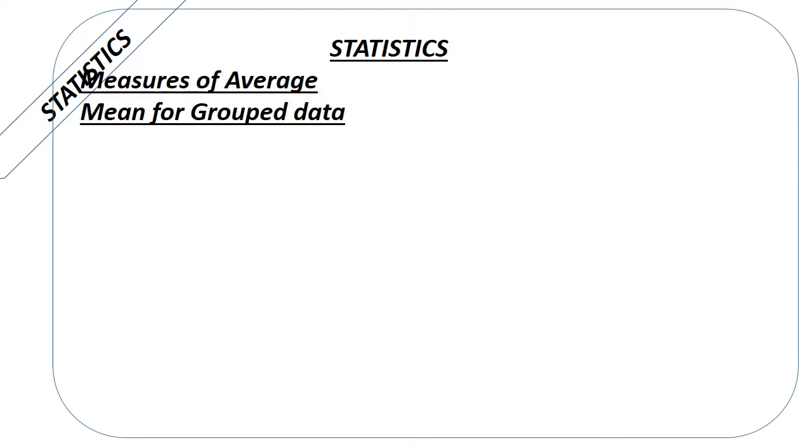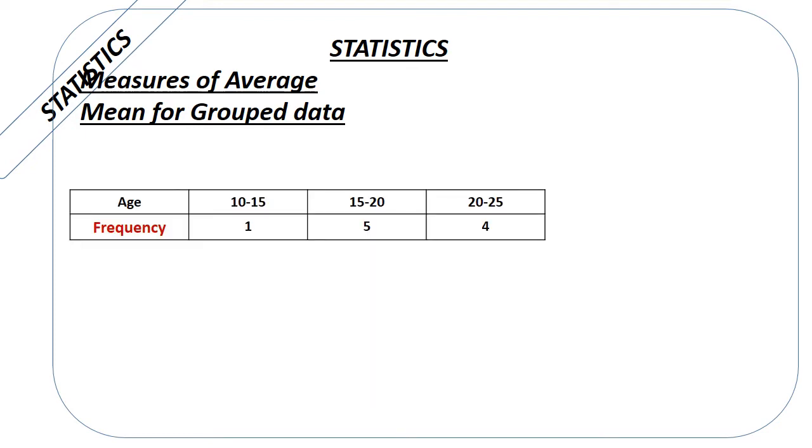So what about for group data? How do you calculate the mean? So again, let's say we have got this data. This is group data of 10 to 15, 15 to 20, 20 to 25, with frequencies 1, 5, 4. The formula is the same. The only issue is, where is your x? Where do we get the x? In the ungrouped data we are just getting the numbers here, but here it's grouped data.